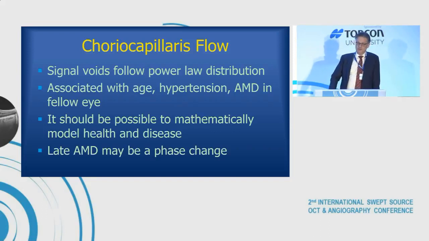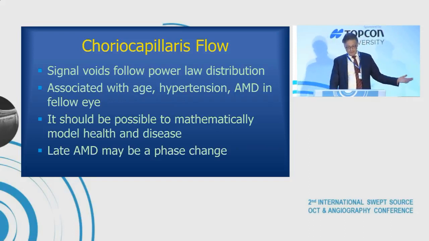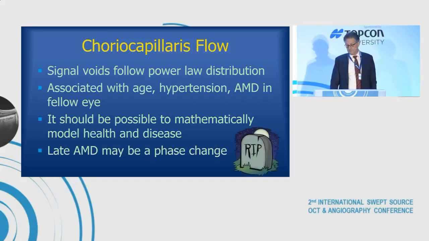And late AMD, if you think about it, may be a phase change, just like atoms becoming magnetized. Maybe geographic atrophy or CNV is really like a phase change that we make before we make our final phase change.